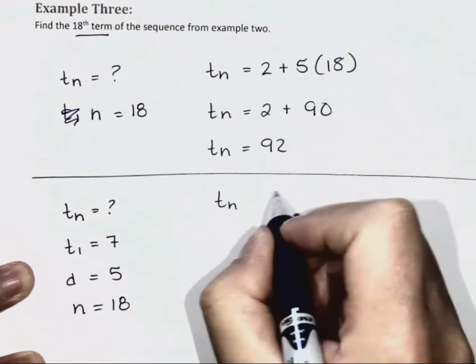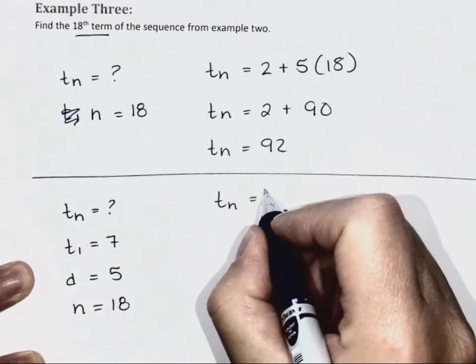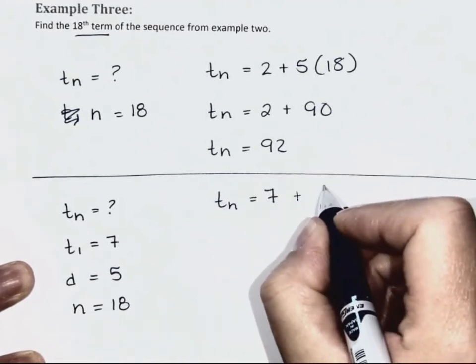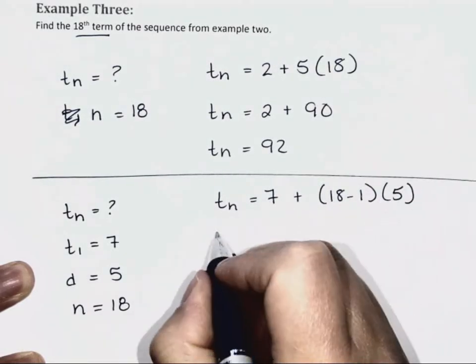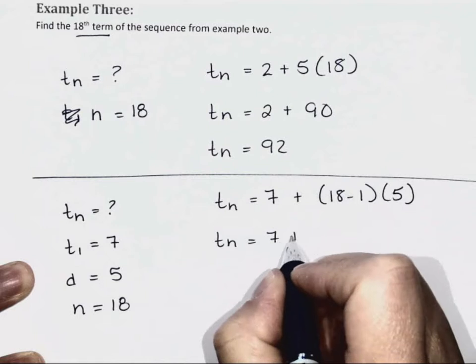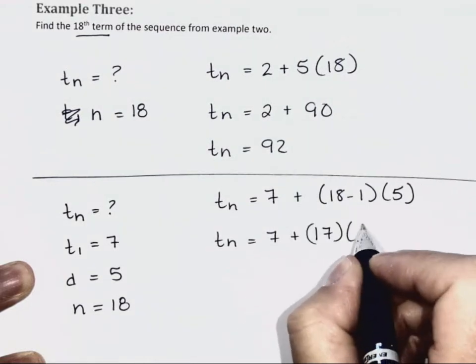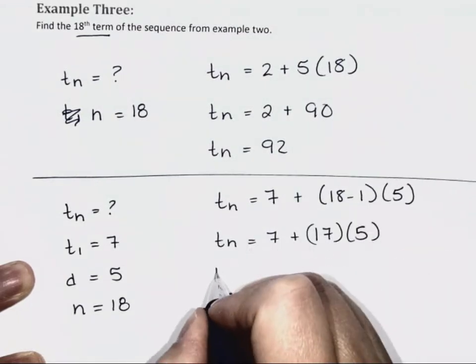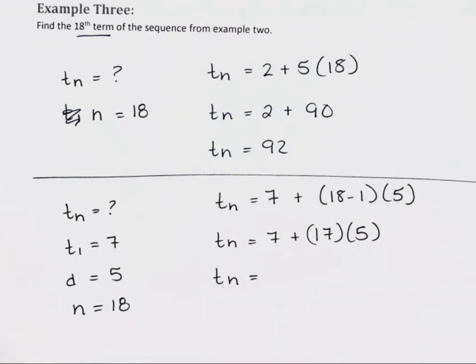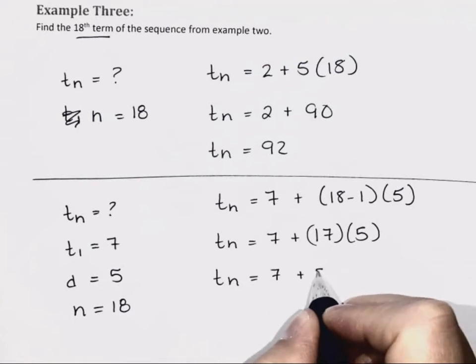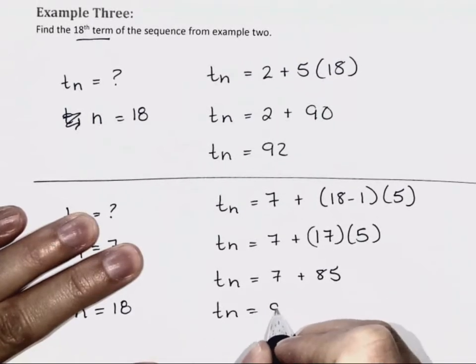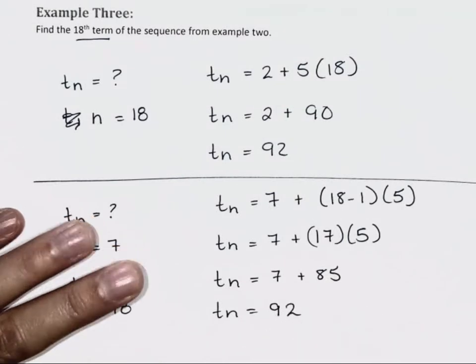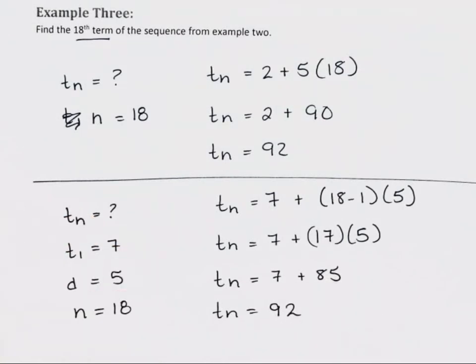So we can go right back to our formula. So 7 plus 18 minus 1 times 5. So Tn equals 7 plus 17 times 5. So 85 here, so 7 plus 85. And then if I do that, Tn equals 92. So I get the exact same answer.